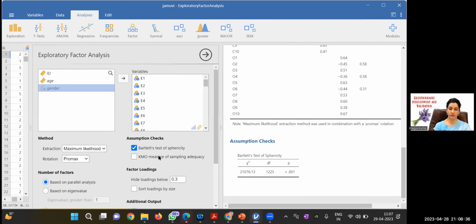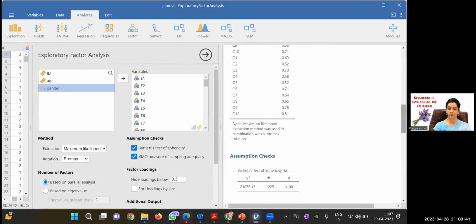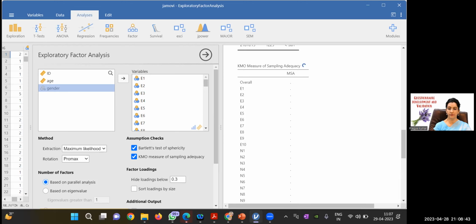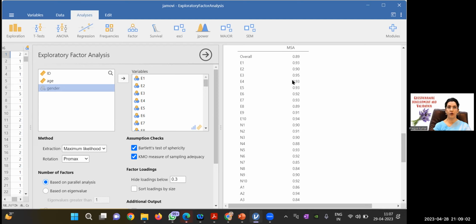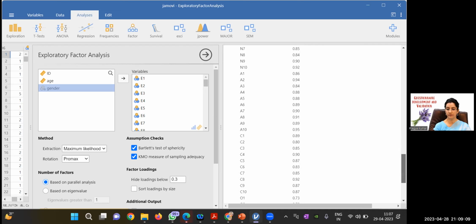So again, I'll go here and I'll check with this KMO, measure of sampling adequacy. So you wait and it will come. So this KMO measure, if you see, MSA, the full form of MSA is measure of sampling adequacy. And you can see it gives you the overall sample adequacy as well as the sample adequacy for each of these following items. So you can see all the values, any value which is less than 0.8, please check.